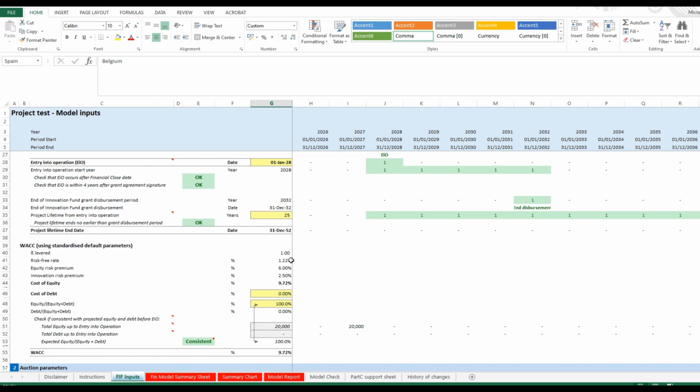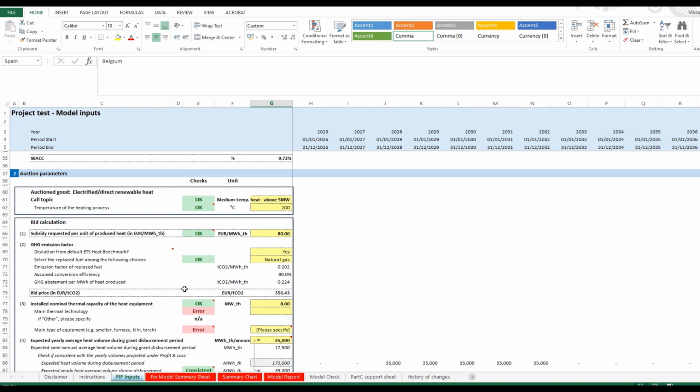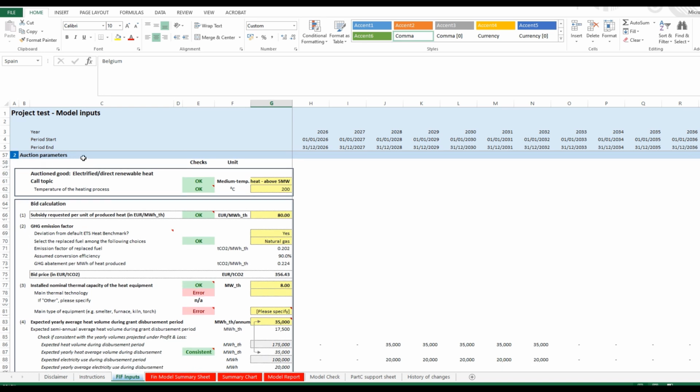The second section is dedicated to auction parameters and represents a core part of the template. Here, you provide the information needed to calculate the bid price and the maximum grant requested. Please note that failure to complete all entries or errors in the data may result in the project being deemed ineligible for funding. First, a drop-down menu allows you to select between the two medium temperature topics and the high temperature topic. Below that, indicate the temperature level of the process heat, following instructions in the call text.